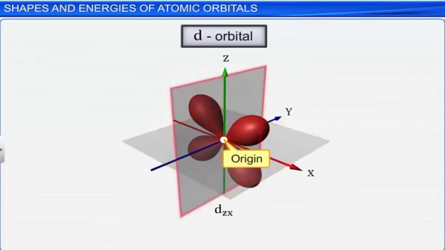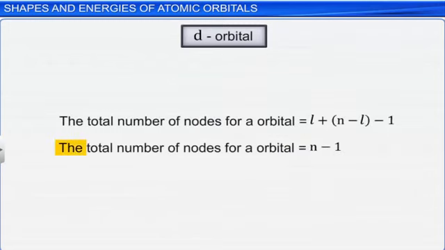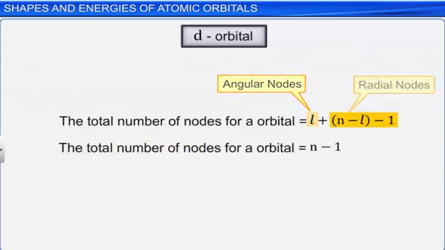Note that the total number of nodes for an orbital is given by the expression n-1. The total number of nodes is equal to the sum of angular nodes given by l and radial nodes given by n-l-1 respectively.